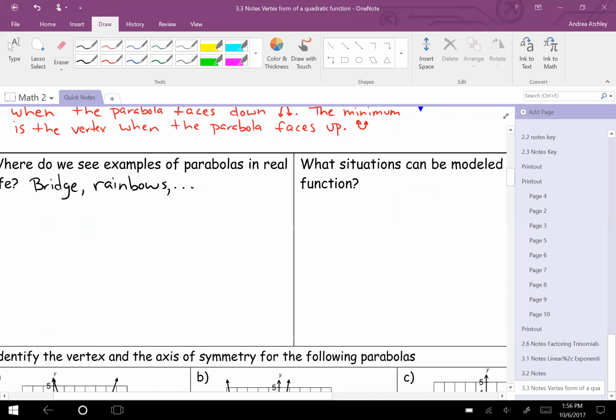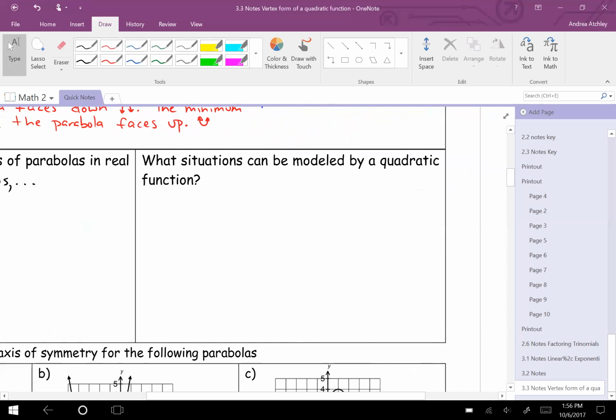Okay, what situations can be modeled by a quadratic function? Once we apply the math, the quadratics, any type of throwing of an object is going to follow a parabolic path. It also can be modeled using the quadratic equation. Throwing or kicking a ball. In football, if you kick a field goal, it follows that shape.